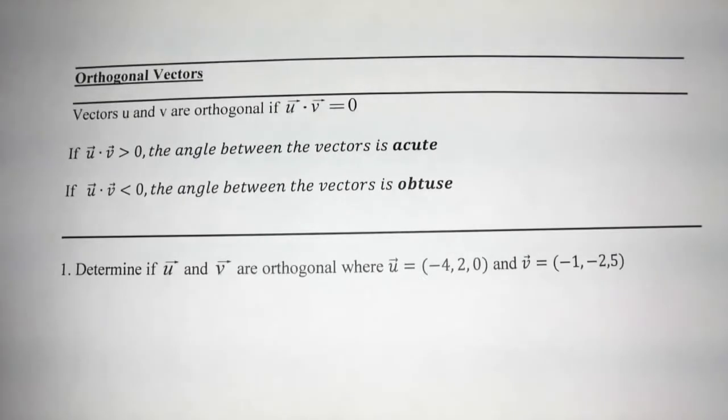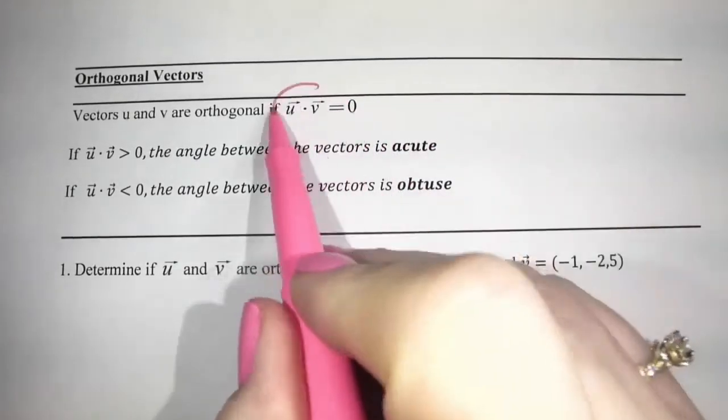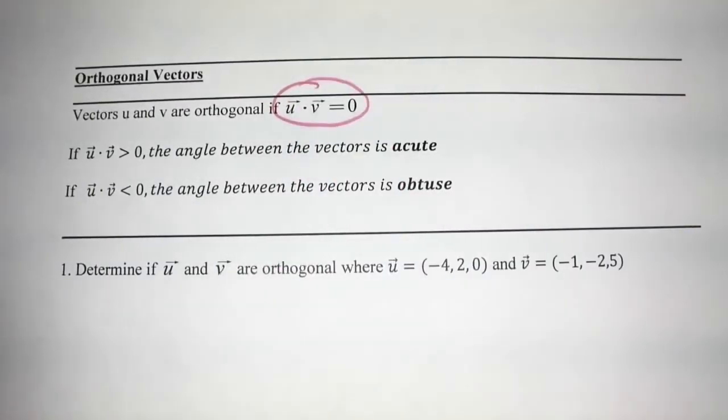In this video, we're going to talk about orthogonal and collinear vectors, and both of those are typically tested on the first exam. Okay, let's get started. So orthogonal vectors are vectors such that if you dot them, you get 0. So the dot product of u dot v, if vectors are orthogonal or perpendicular, would be 0.